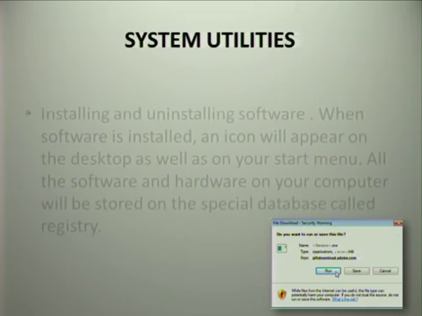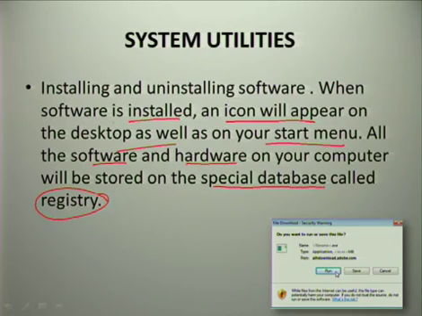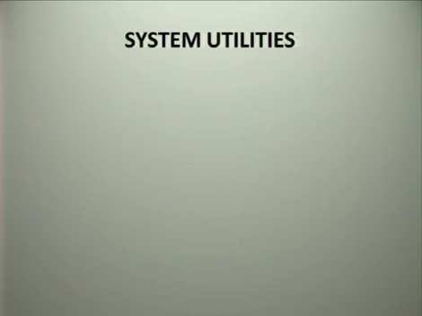And then we're going to look at some system utilities. Now we're going to focus on installing and uninstalling software. When software is installed, an icon will appear on your desktop as well as on your start menu to show that a specific software has been installed on your computer. Now, all the software as well as hardware on your computer will be stored in a special database that we call a registry.